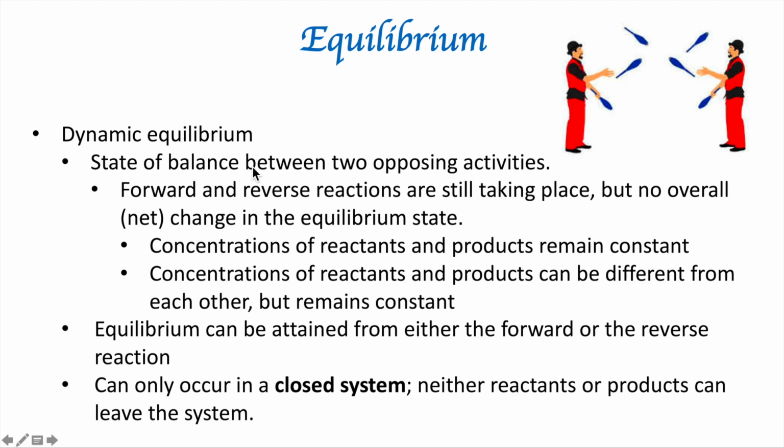You could also have a static equilibrium, where if you just stop juggling and hold on to the pins, that would be a static equilibrium. But in chemistry, when these reactions are taking place, there's always a transfer taking place between the two. So it's a very dynamic equilibrium.